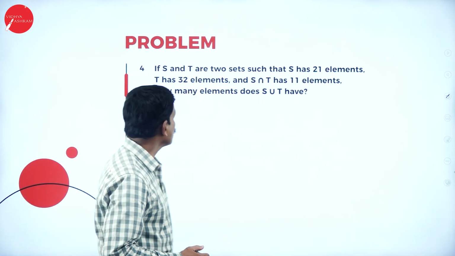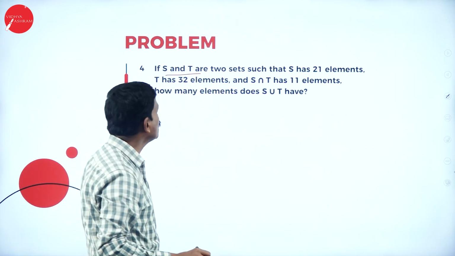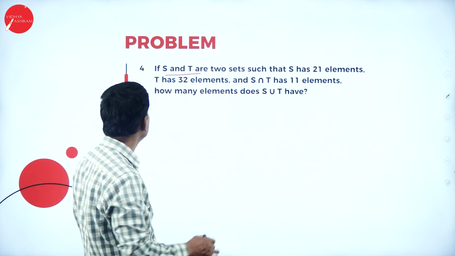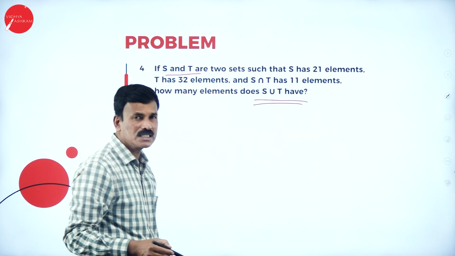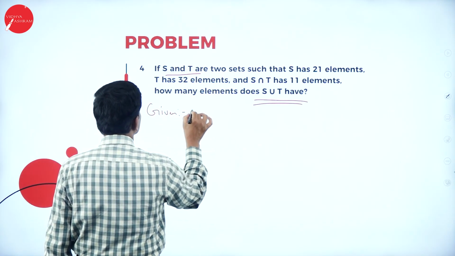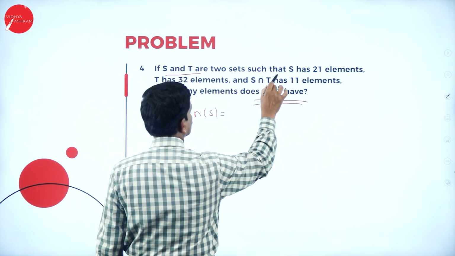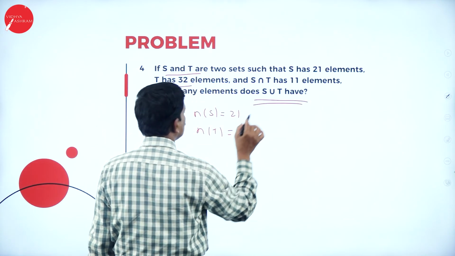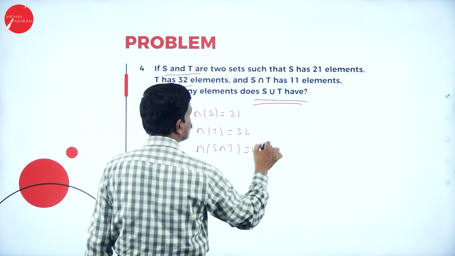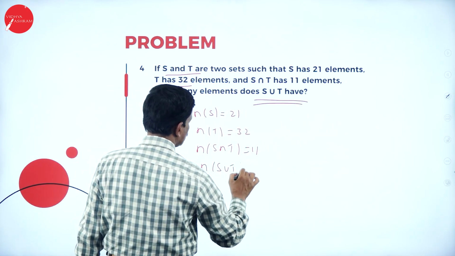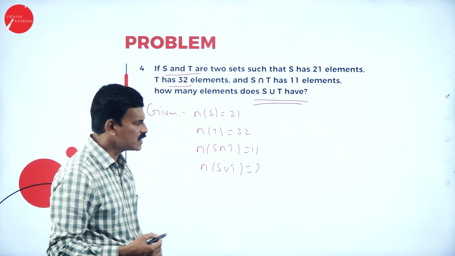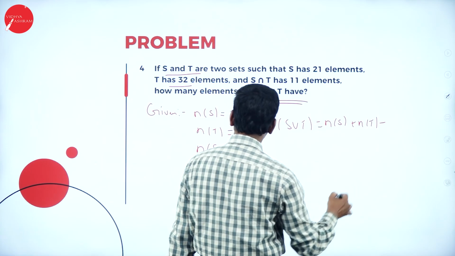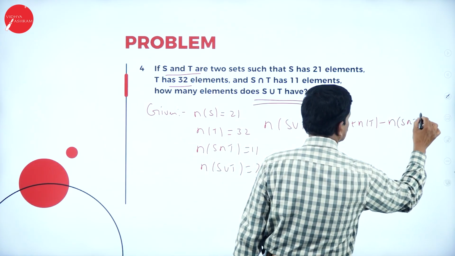Same type problem. Now if S and T are two sets such that S has 21 elements, T has 32 elements and S intersection T has 11 elements, how many elements does S union T have? What is given here? N of S is 21, N of T is 32, and the number of elements in S intersection T is 11. The number of elements in S union T is to be determined. Same formula: number of elements in S union T is equal to N of S plus N of T minus N of S intersection T. That's it.